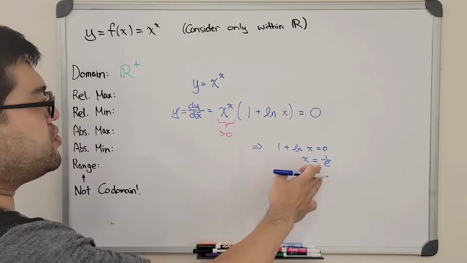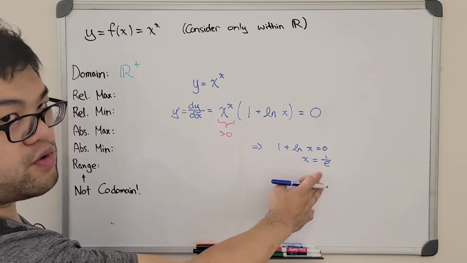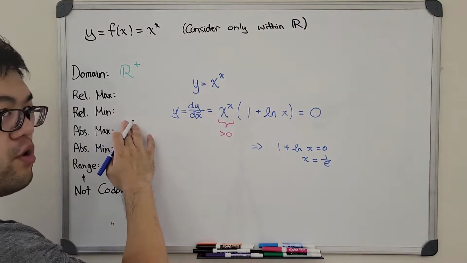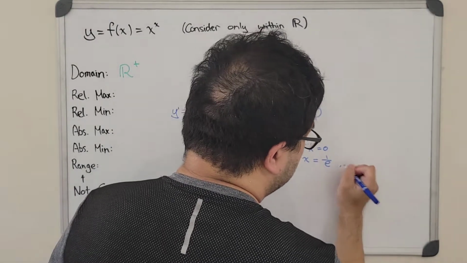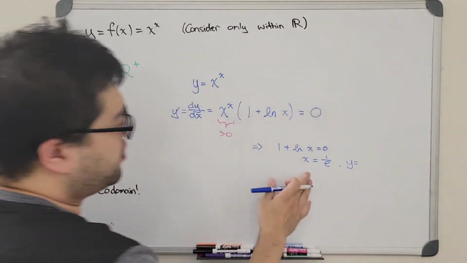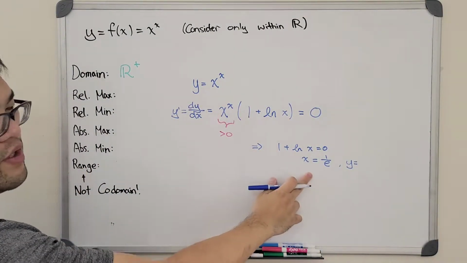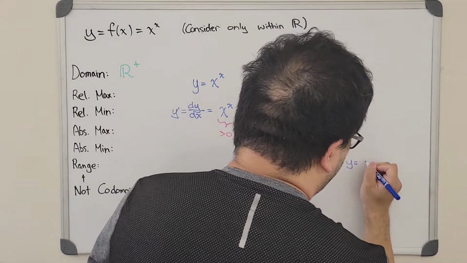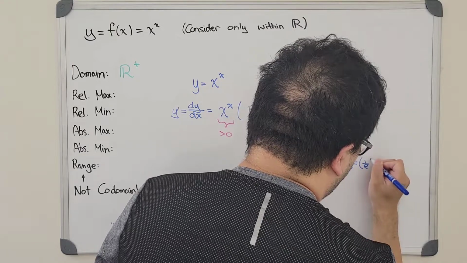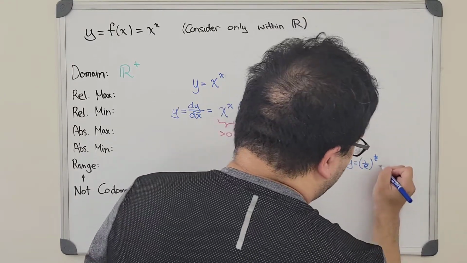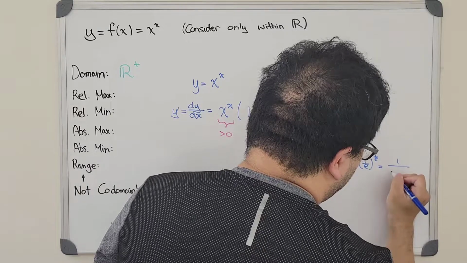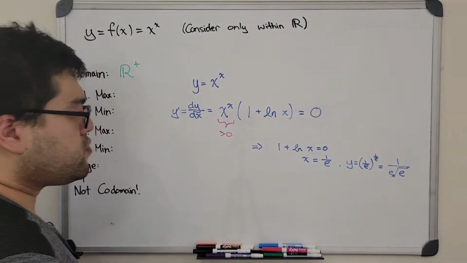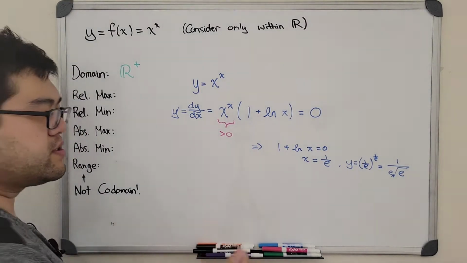We next need to determine whether it's a relative maximum or relative minimum. But before that, since we are trying to find the points, we also need to know the output, or the y value. So how do we do that? Since we know the x value, we just substitute back into our original function. So we get y equals 1 over e, all raised to the 1 over e power, which is equal to 1 over the e-th root of e. Good, keep in mind this is one of the points.